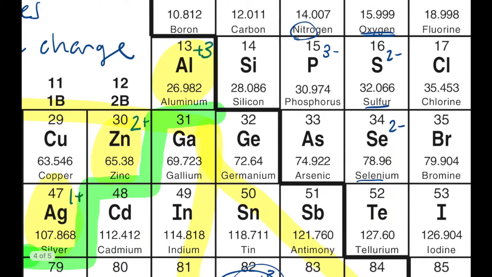For this next question here, I kind of forgot what we were talking about. Oh yeah, tin. So we're looking for tin on the periodic table.